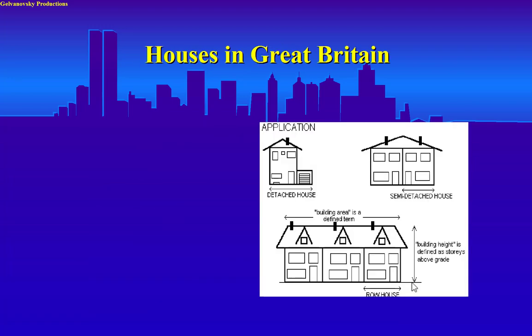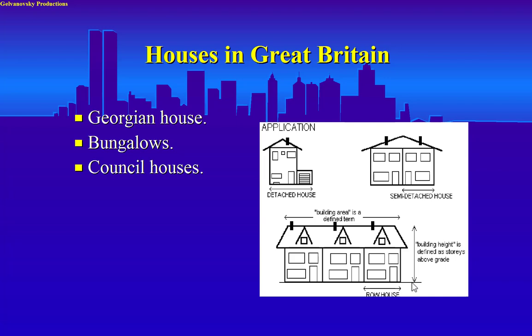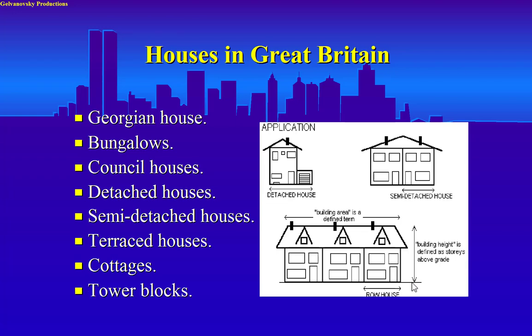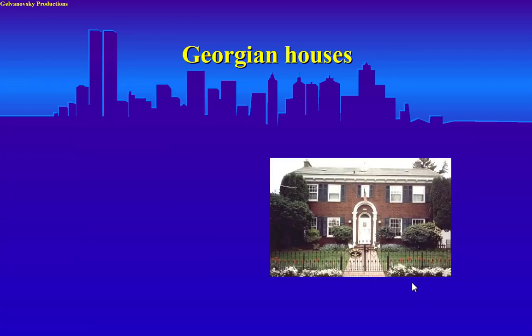Now we're going to talk about types of houses in Great Britain. We'll speak about Georgian houses, bungalows, council houses, detached houses, semi-detached houses, terraced houses, cottages, and tower blocks.